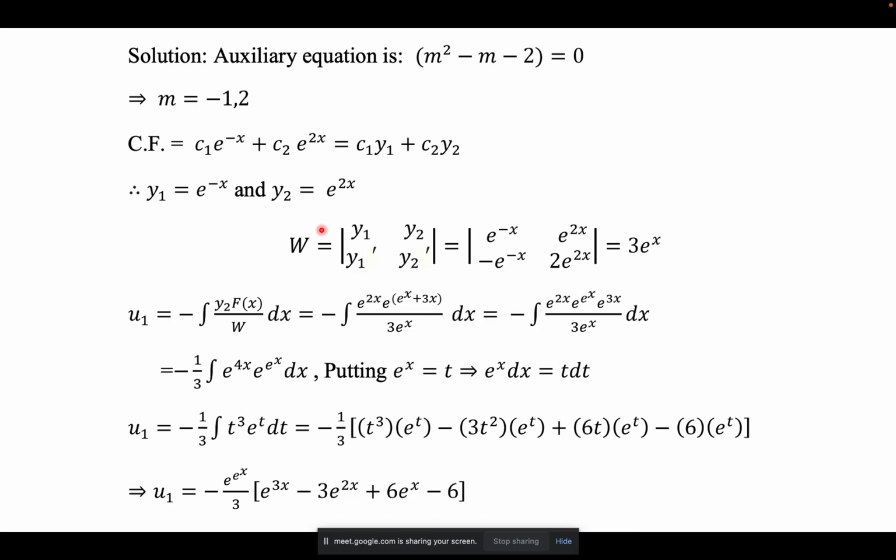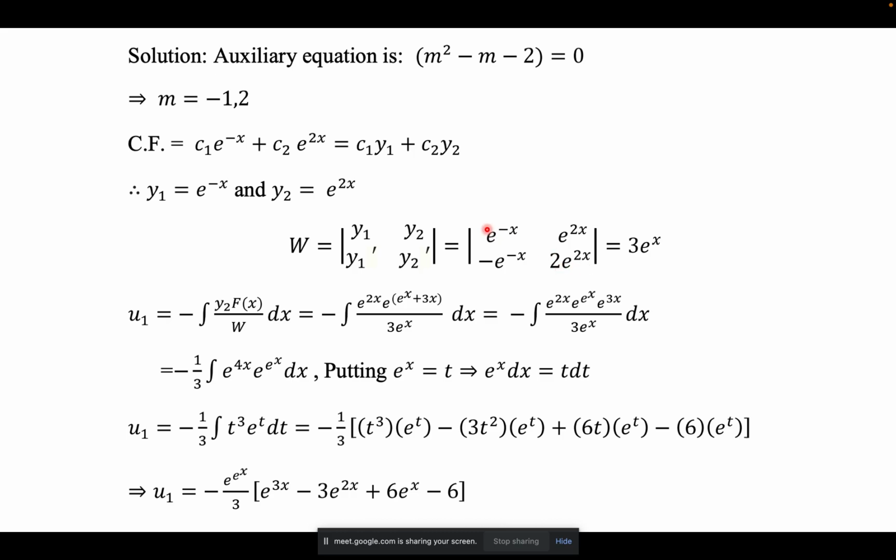So now, as I told you, you need to calculate the Wronskian of the above functions. So now you write y1, y2, and then y1 dash, y2 dash, right? So now we put the values of functions y1 and y2. The value of function y1 is e power minus x. The value of function y2 is e power 2x, right? And now you take the derivative of the above two functions. So the derivative of e power minus x is minus e power minus x, and the derivative of e power 2x will be 2 times e power 2x.